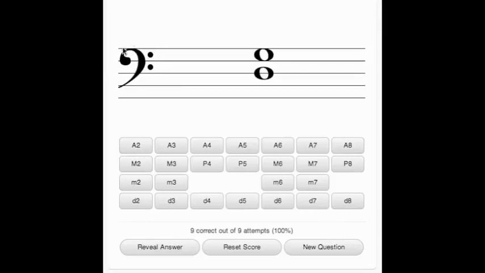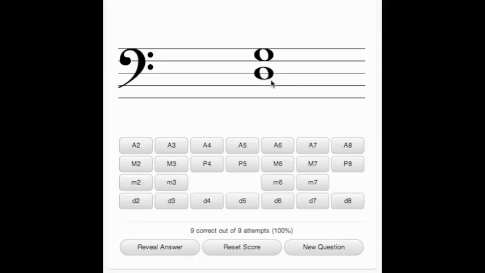Okay, so the first thing that I'm going to do is look at the clef, and I'm going to notice that this is the bass clef, which means that this lowest note here is a D. Counting up from our lowest note, we get D, E, F, G. 1, 2, 3, 4. So this is a fourth of some description.